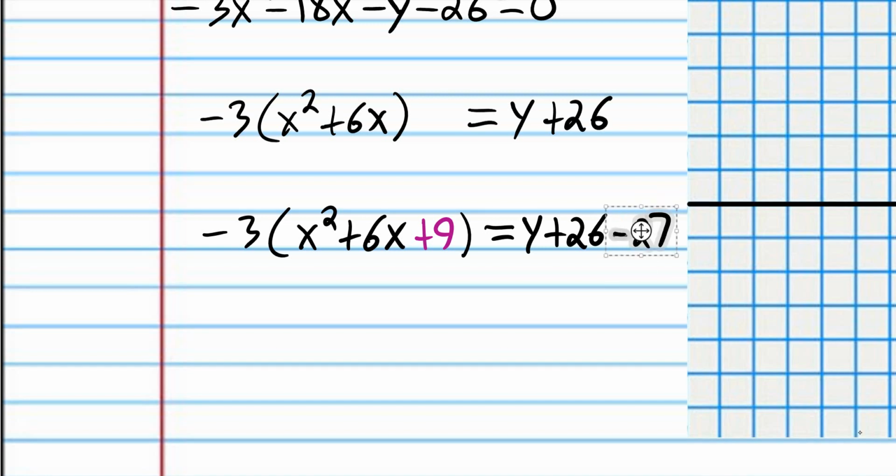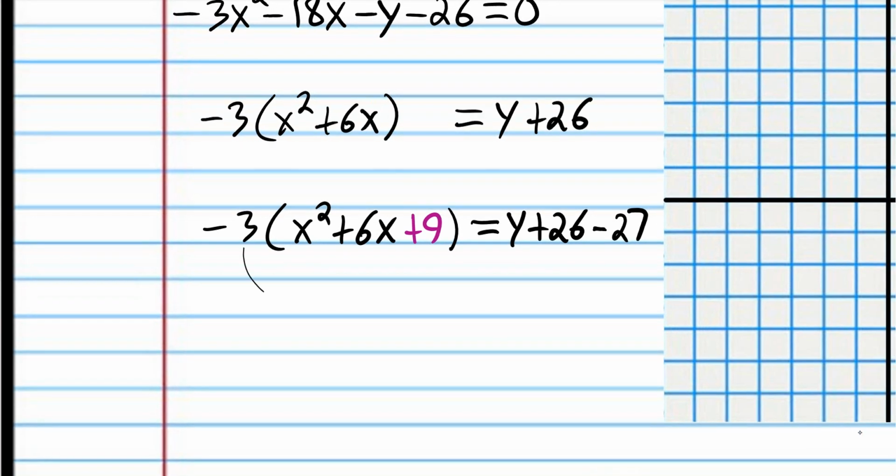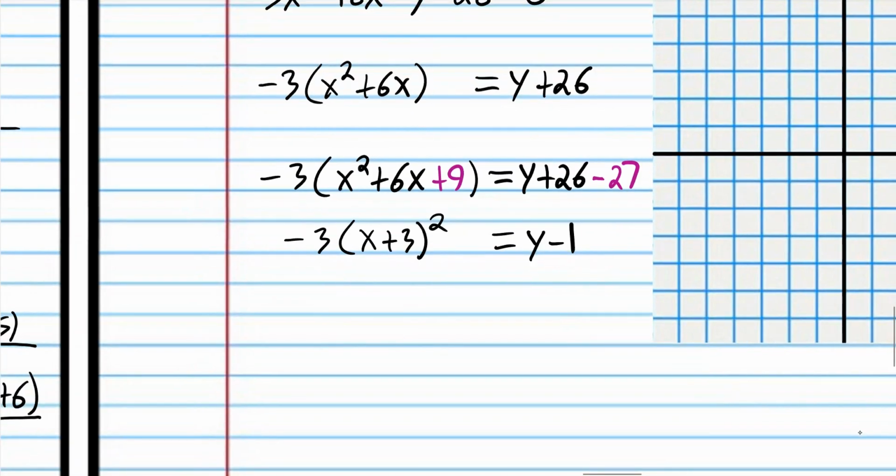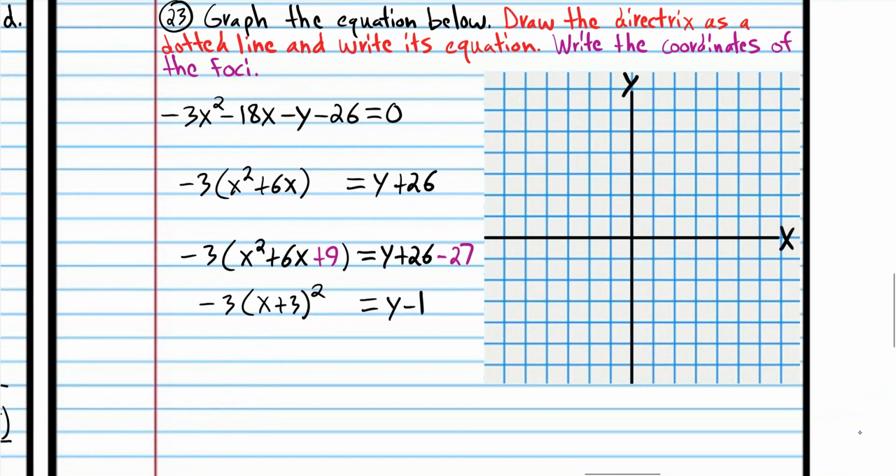Why is that? Well, because when we added 9, we actually added negative 3 times 9. So we're subtracting 27, and over here we get y minus 1 is equal to negative 3 times, we can factor this. What two numbers multiply to 9 and add up to 6? That's 3 and 3. So now our vertex of our parabola is negative 3, 1, which is about there.